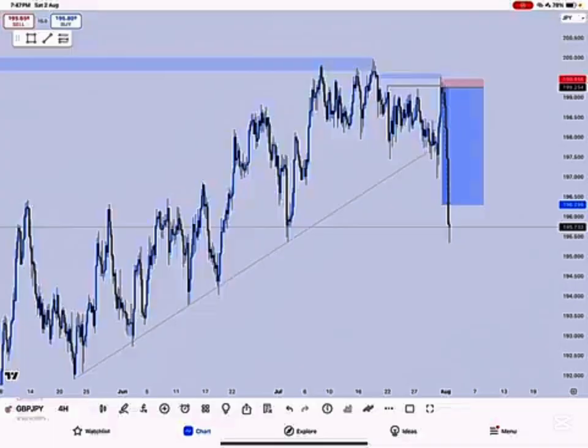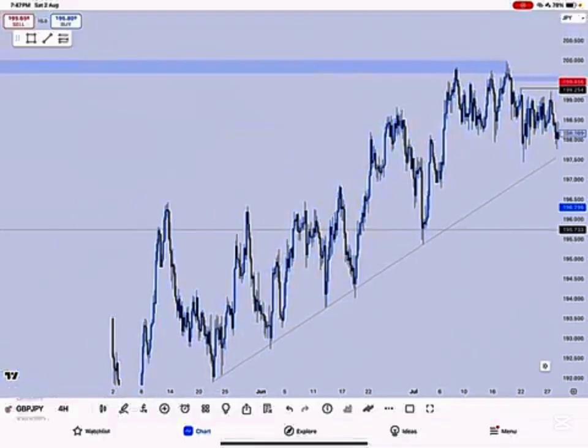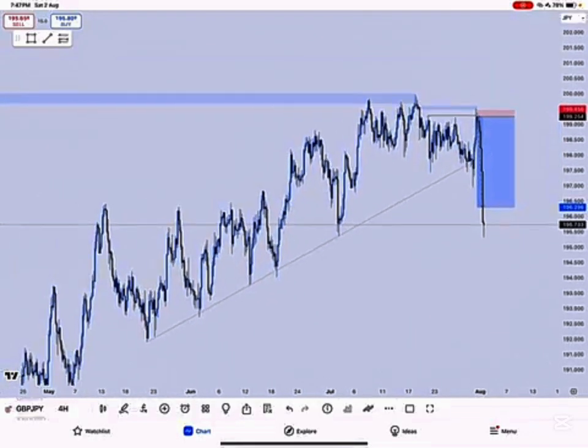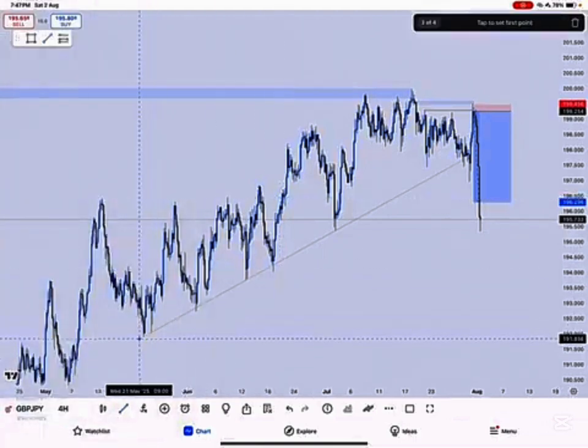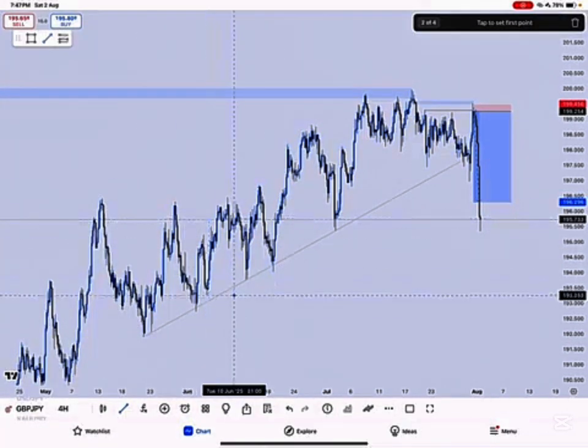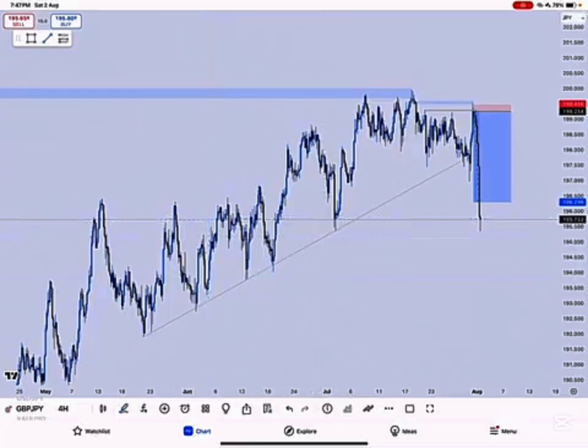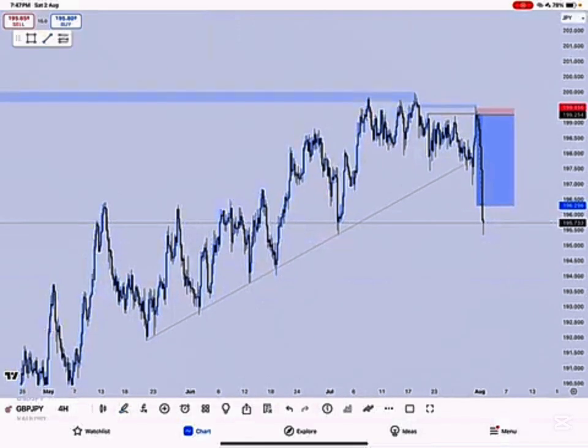So for the GBPJPY, the price was initially bullish. This is a trend line. It was making a series of higher highs and higher lows, so it was consistent. But the thing with trend line is, whenever price is on a particular trend, it's basically accumulating liquidity on the opposite side of the chart, meaning that eventually price may reverse to clear that trend line liquidity.